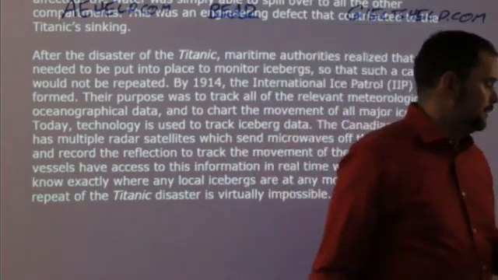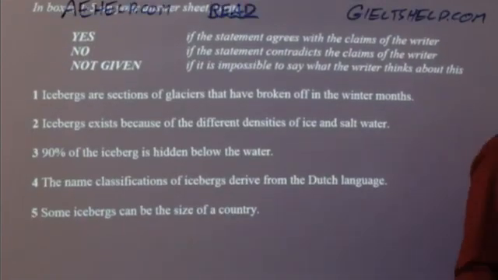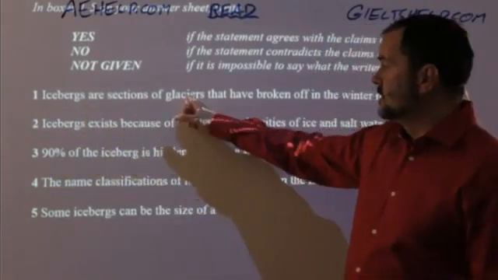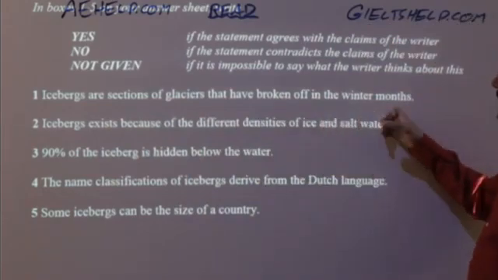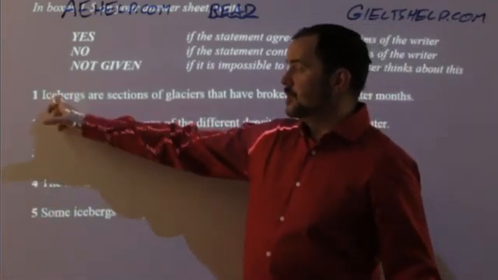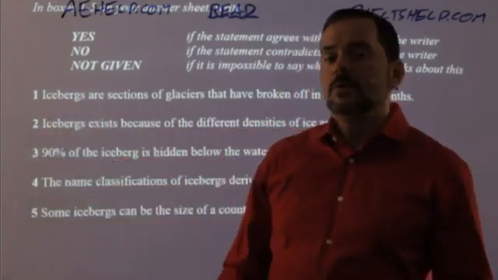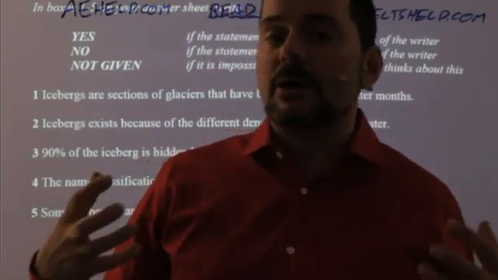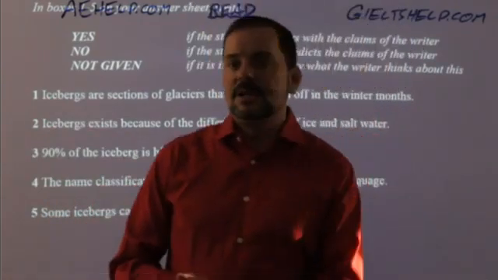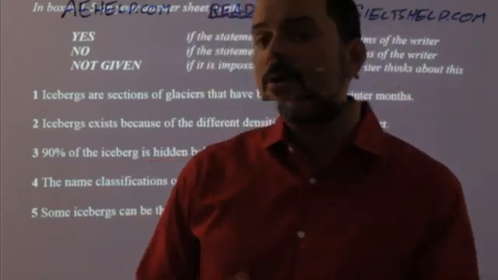Very important, all right? Okay, so now we get to yes, no, not given. Number one, icebergs are sections of glaciers that have broken off in the winter months. What do we need to figure out first when we see a true, false, not given or yes, no, not given? What do we need to think about or figure out first when we read one of these questions? Can anybody tell me? Okay, don't give me the answer yet, Saga, so hold your answer for a moment.